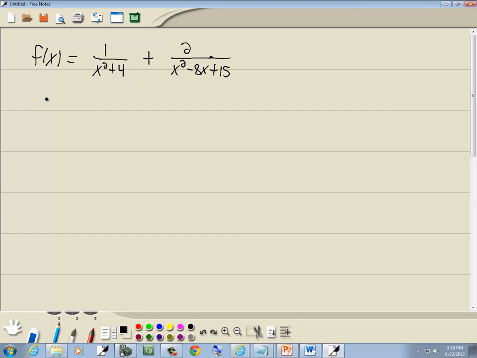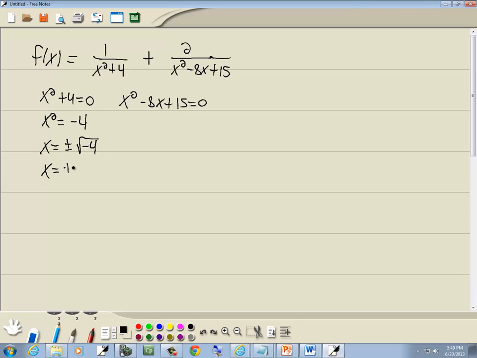So we're going to set each one of these denominators equal to 0. So I got x squared plus 4 equal to 0, and x squared minus 8x plus 15 equal to 0. Now the x squared plus 4 equal to 0, this I can solve using square root property. So I take the 4 over and it becomes a negative 4. Square root property says if you got something squared equal to something else, drop your squared and put a plus or minus square root on the other side.